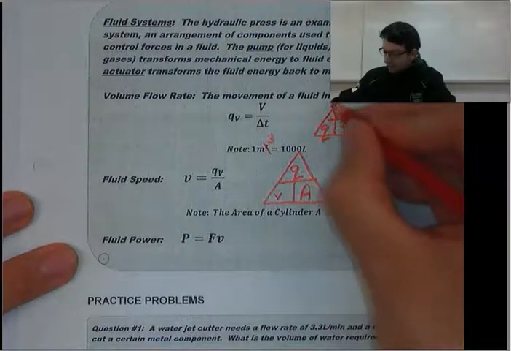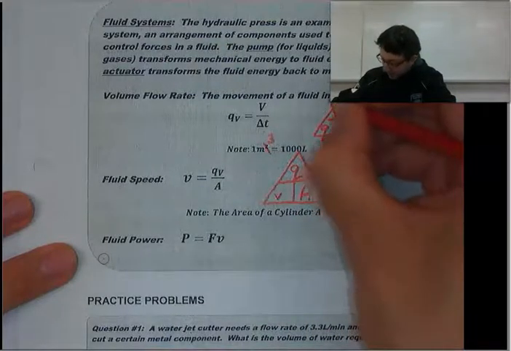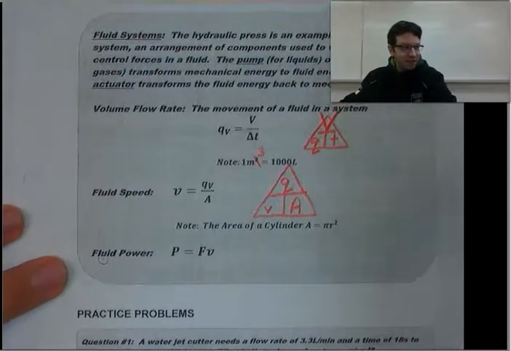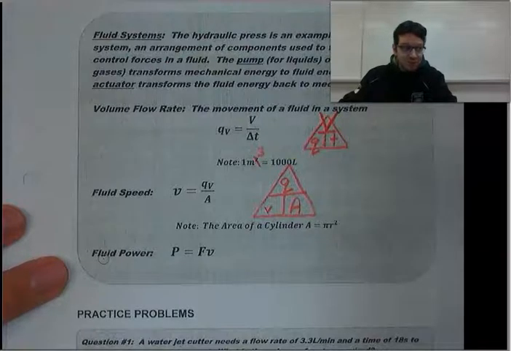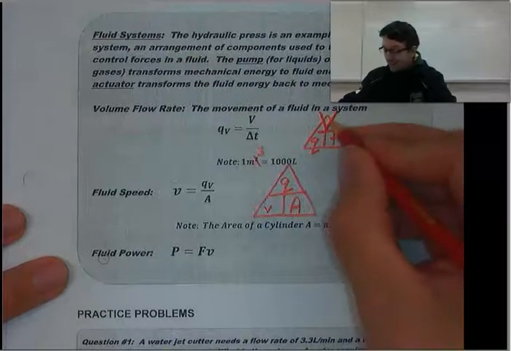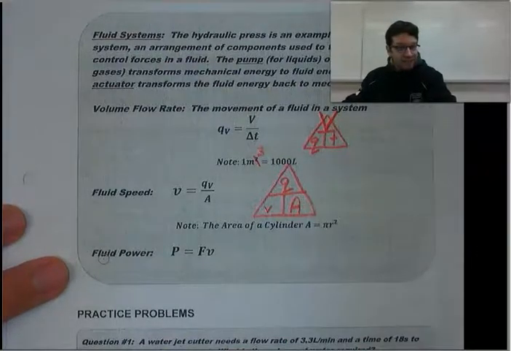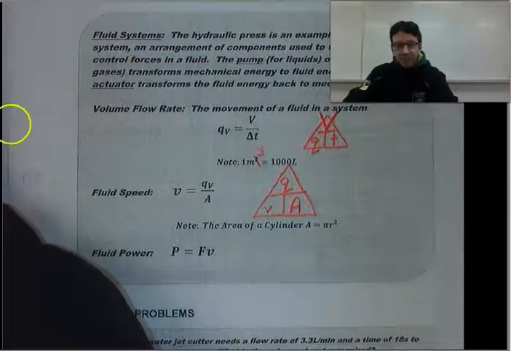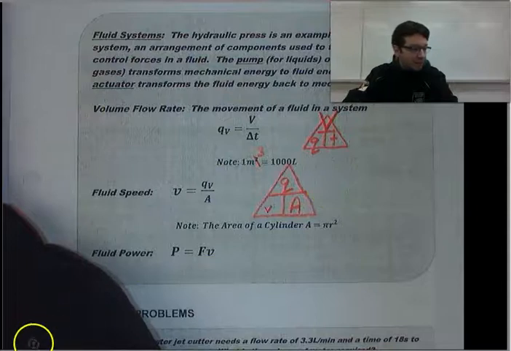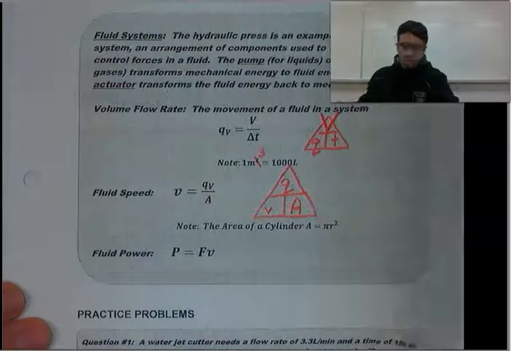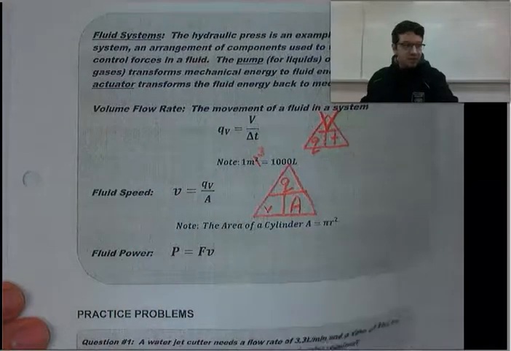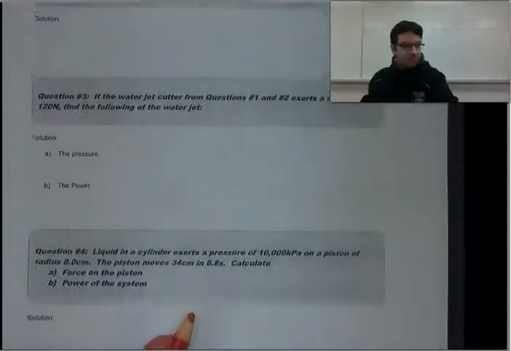Now this one I tried to make this V extra big because sometimes students will get confused because there's two V's. A capital V doesn't look too dissimilar from a lowercase v, but our capital V is volume and our lowercase v is speed. So just be careful with that. Okay, let me just pause there to see if anyone has any questions. So using this equation, we're going to go over the second example.